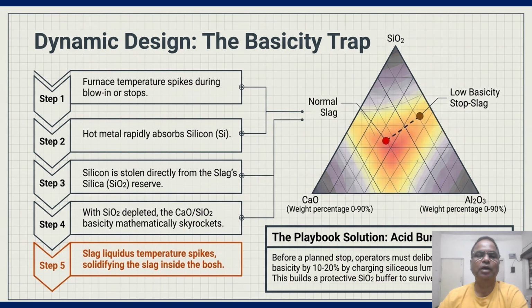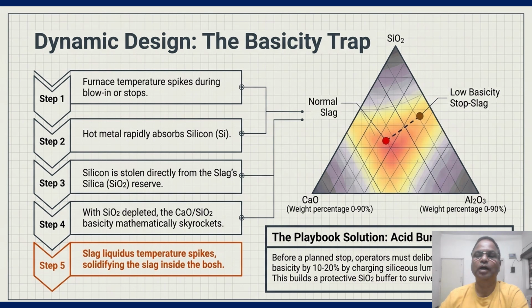So coming to the basicity trap. During a stop or blow-in, silicon pickup can reduce silica in slag and suddenly increase the basicity. That is why acid burdening is used to keep the slag system safe. And in each shutdown case, the operator needs to capture all these ideas during burdening in advance.